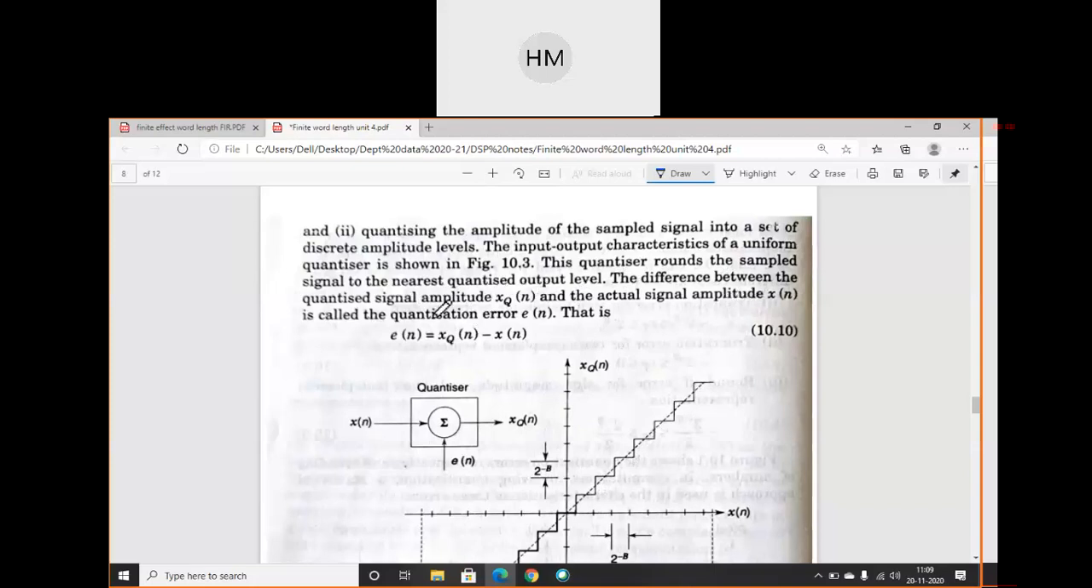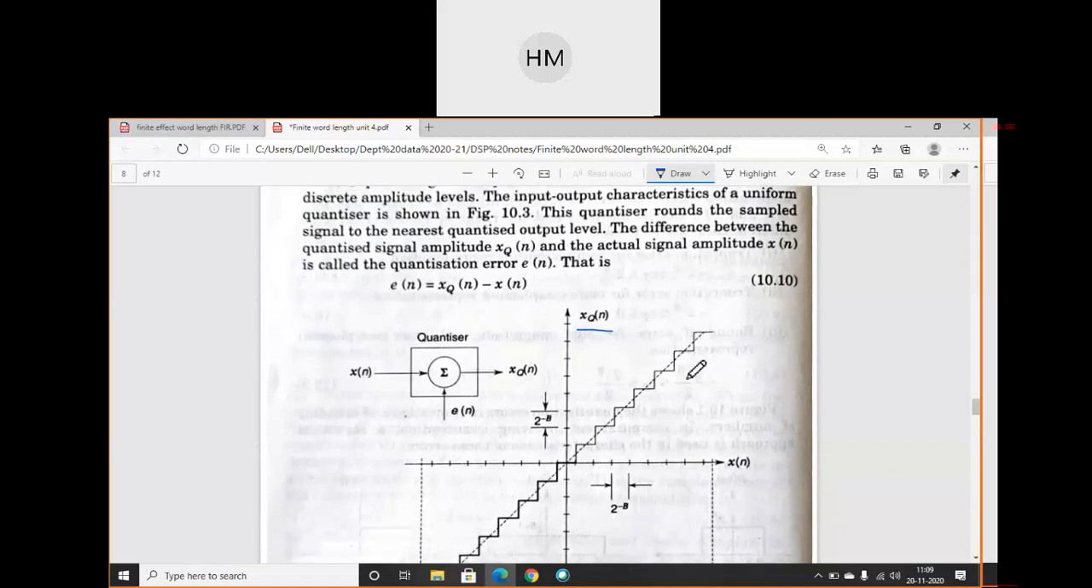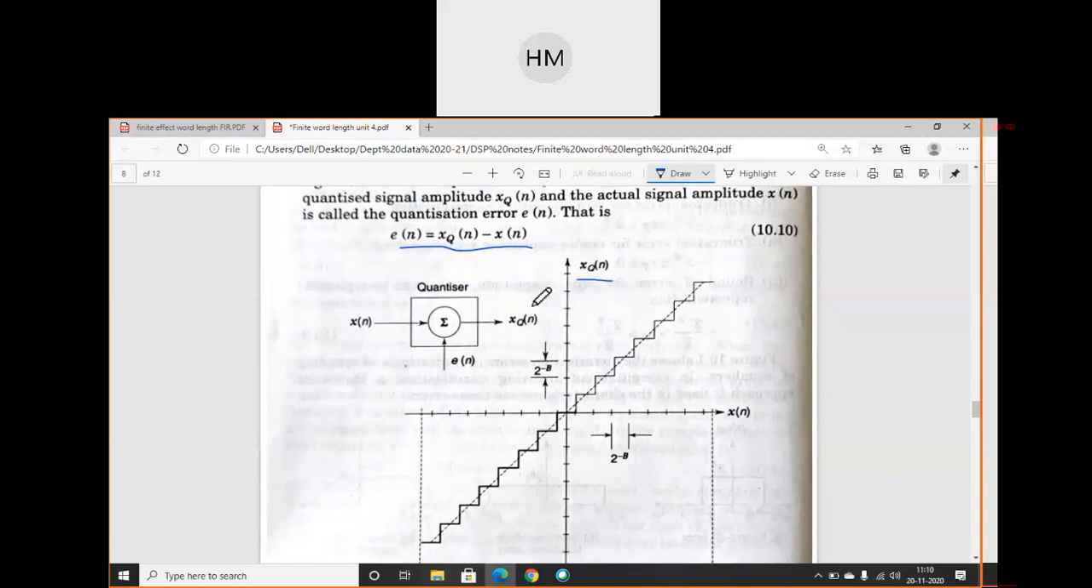The difference between the quantized signal amplitude xq of n and the actual signal amplitude x of n is called the quantization error. Got the point? Wherever a signal is lying, we are quantizing it, so somewhere it's low, somewhere it's high. The difference between the quantized signal amplitude and the actual signal amplitude is called the quantization error. This is defined by E of n, given by E of n is equal to xq of n minus x of n. This is the error. So draw this diagram and write down this.